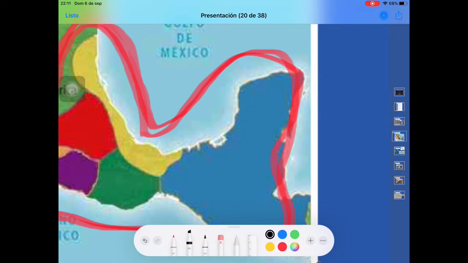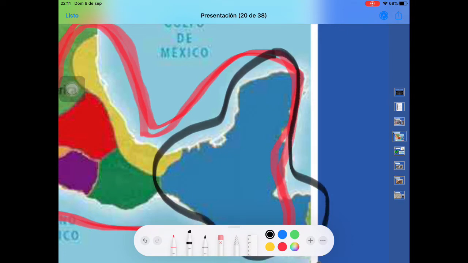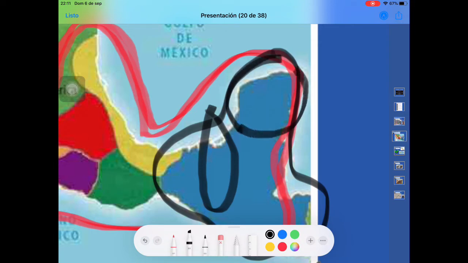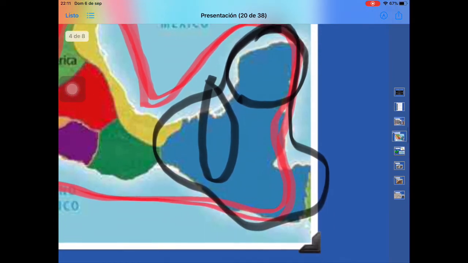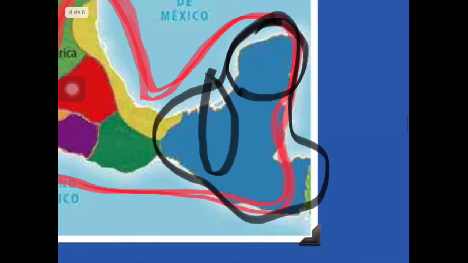For example, over here you have the Maya region, right? But within the Maya region, perhaps you want to think about the Mayas of the mountains, like in Chiapas, Tojolabales, for example, the Chamulas, and all the people that live in the mountains and are also Mayan people. But you can also think of the northern region, that is the peninsula region, that has very, very different characteristics from the southern region.